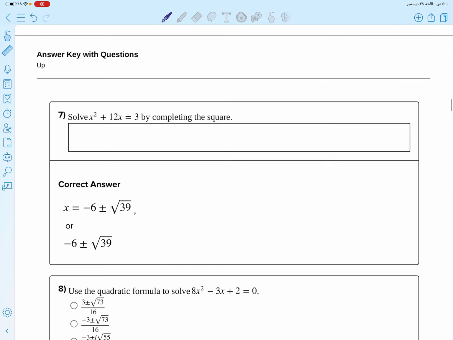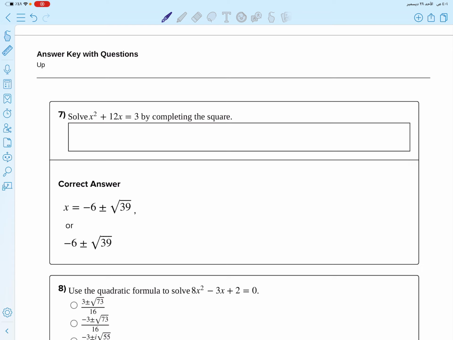Question number 7: x squared plus 12x equals 3.